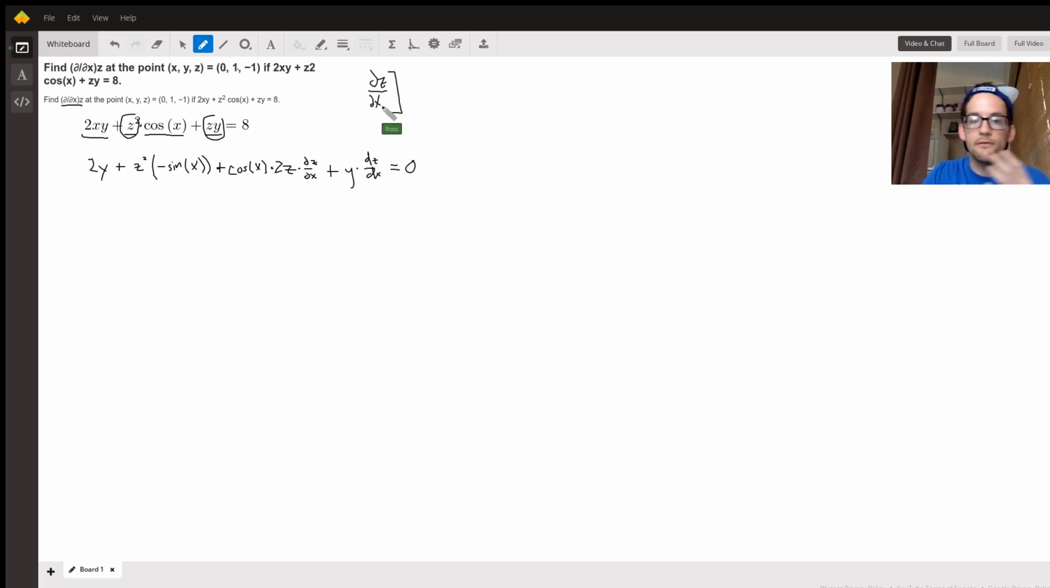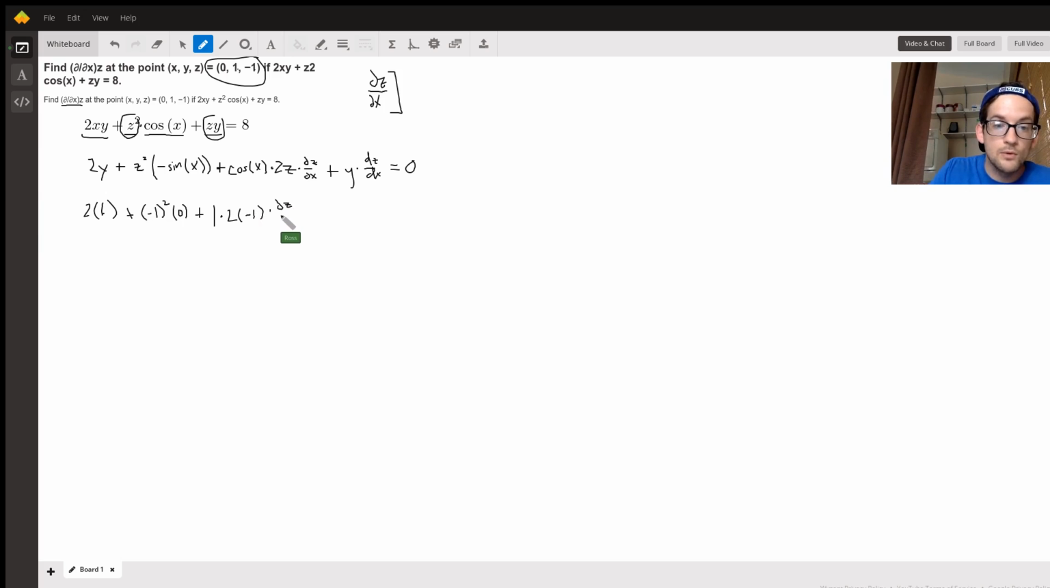Now we need to solve for dz dx. That pops up a couple times here. But I would suggest that the easiest thing you can do here is actually go back up here to the values you were given. You know that x is 0, y is 1, and z is -1. So at this point, it will be easiest to go ahead and plug those in. So that's what I'm going to do. So we're going to have 2 times positive 1, that's our y, plus -1 squared, z is -1, times negative sine of 0. Sine of 0 is just 0. Plus the cosine of 0, which is 1, times 2 times -1, plugging in that z, times dz dx.